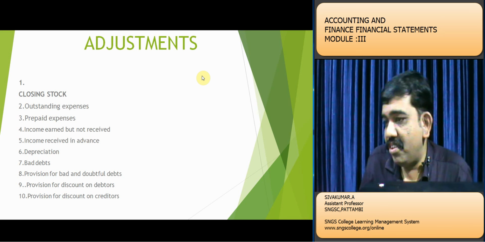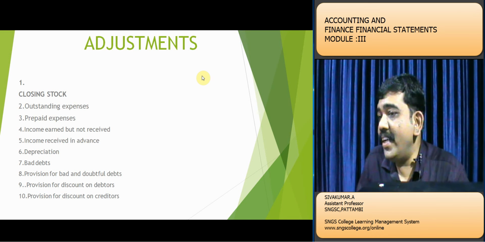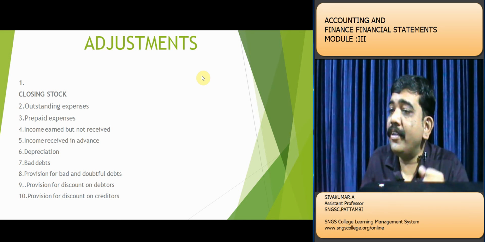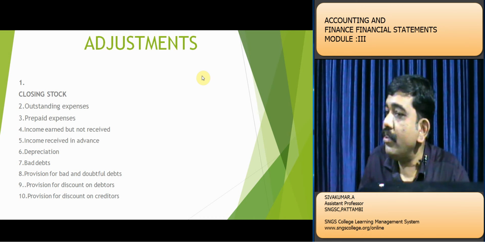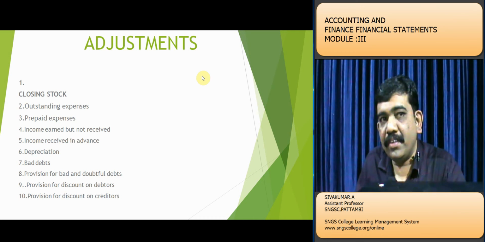First one is closing stock. Closing stock has two adjustments. First one is you have to show closing stock as a credit item in your trade account. Second one is you have to show closing stock as a current asset in your balance sheet.